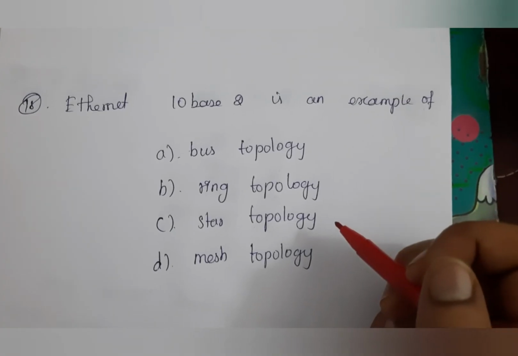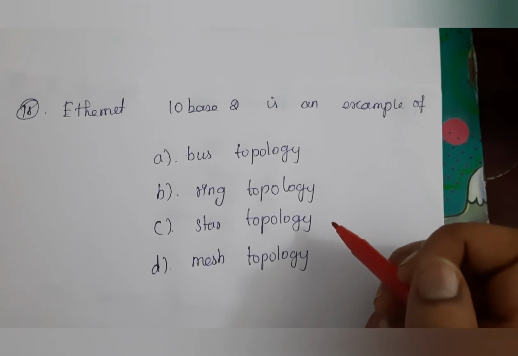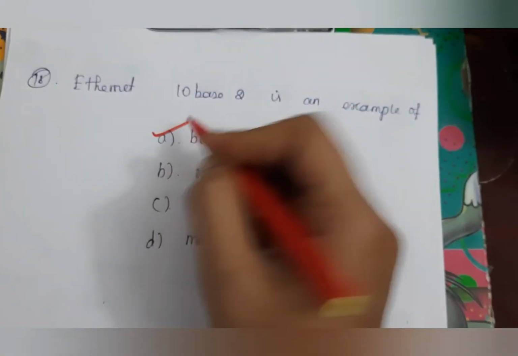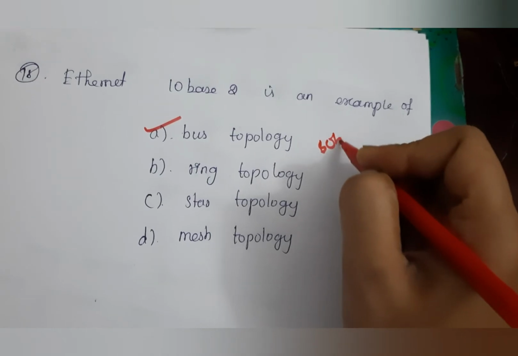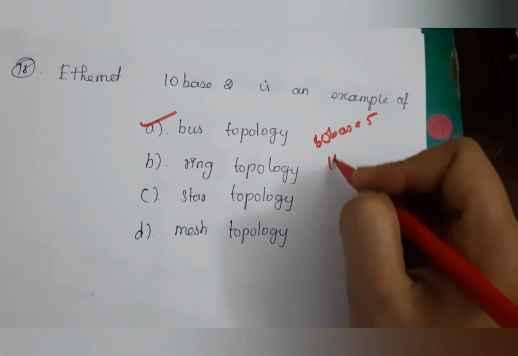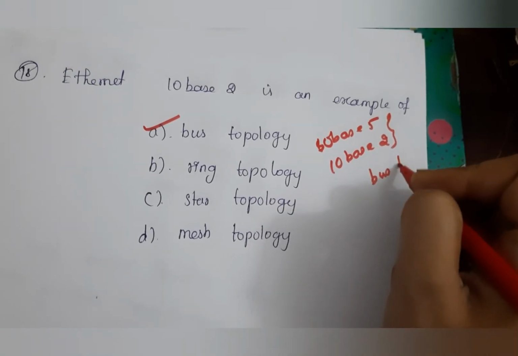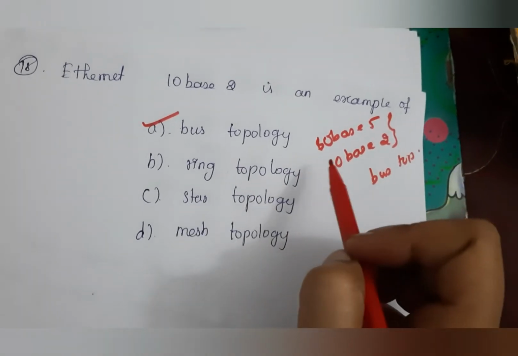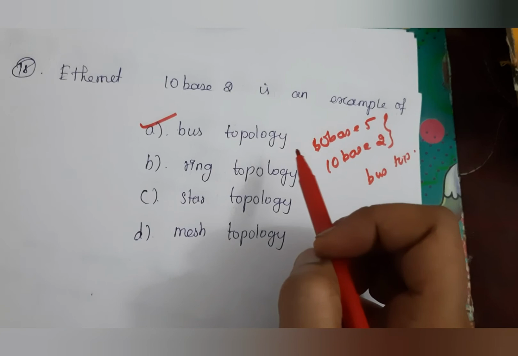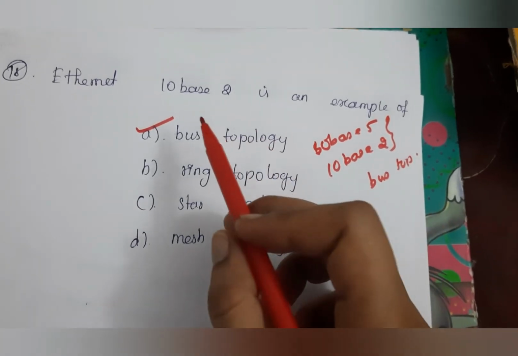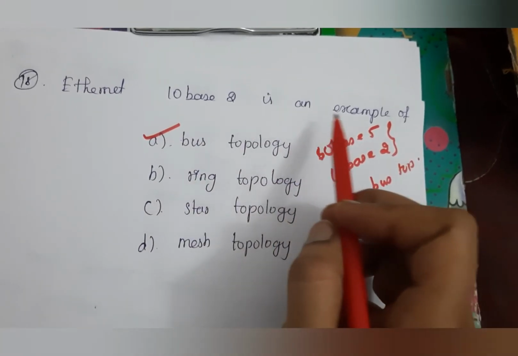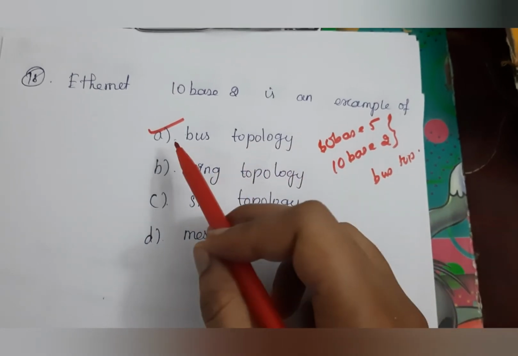Next question, Ethernet 10 base 2 is an example of bus topology. 10 base 5 and 10 base 2, these two Ethernets use bus topology, and then 10 base T, twisted pair Ethernet, uses star topology. So here Ethernet 10 base 2 is an example of bus topology. So here the answer is A.